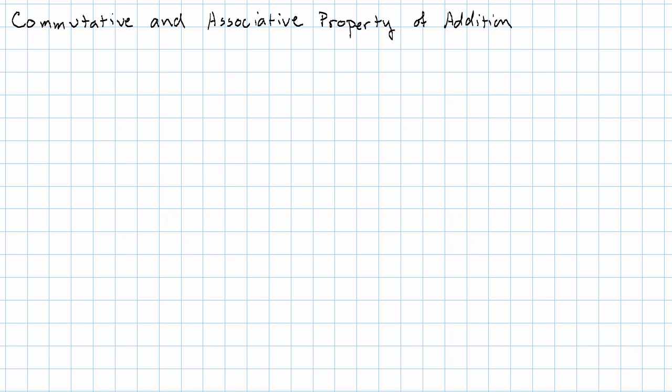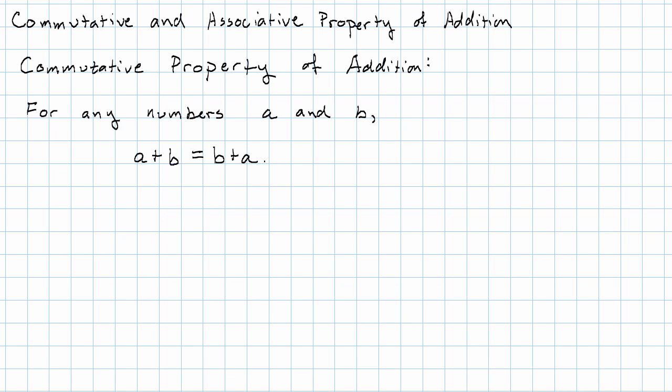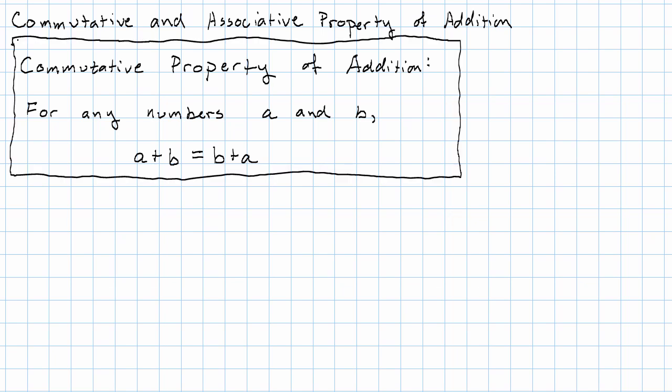Addition has some very nice properties, which can be best described in terms of equivalent expressions. The first one of these properties that we'd like to talk about here is called the commutative property. One way we can state this property is to say, for any numbers a and b, a plus b is equal to b plus a. This is such an important and useful property, and it's going to continue to come up over and over again, so much that I'm going to put a box around it.